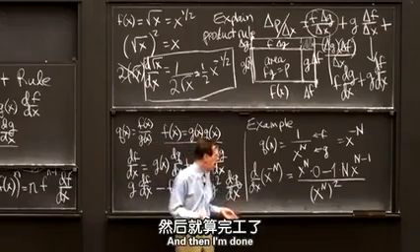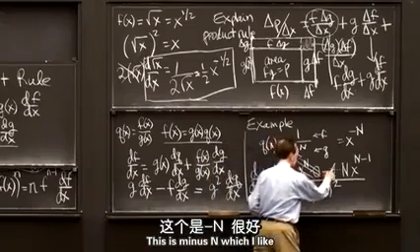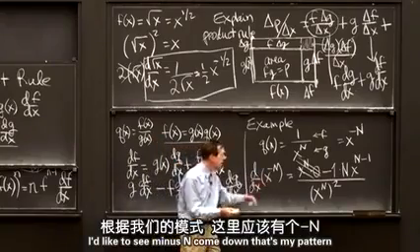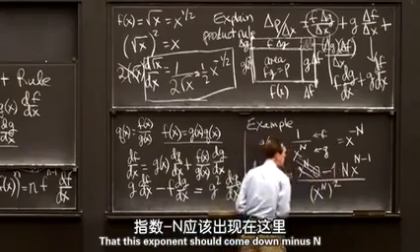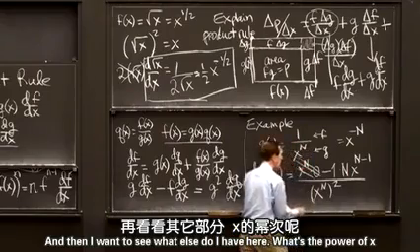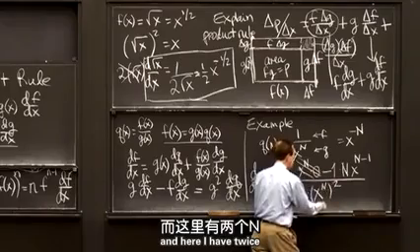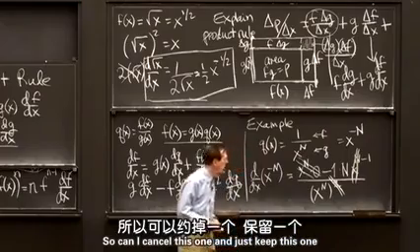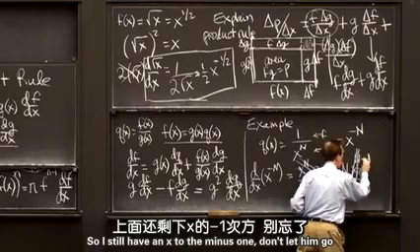Okay, that's it. Of course, I'm going to simplify it. And then I'm done. So this is 0. Gone. This is minus n, which I like. I like to see minus n come down. That's my pattern, that this exponent should come down, minus n. And then I want to see, oh, what else do I have here? What's the power of x? Well, here I have an x to the nth, and here I have twice. So can I cancel this one and just keep this one? So I still have an x to the minus 1. I don't let him go.